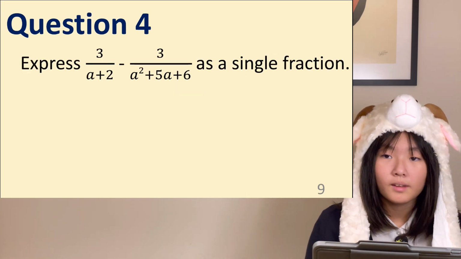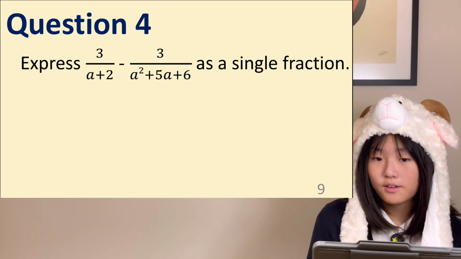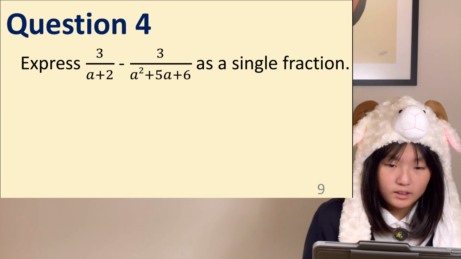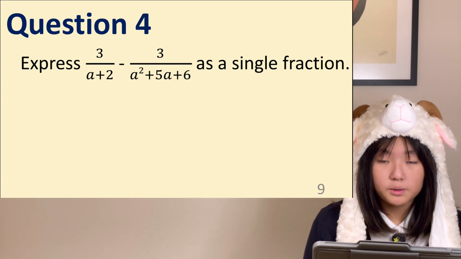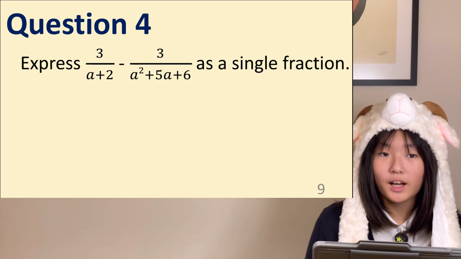Now I'll give you another question to test how well you understand how to subtract algebraic fractions from each other again. Express 3 over a plus 1 minus 3 over a squared plus 5a plus 6 as a single fraction.